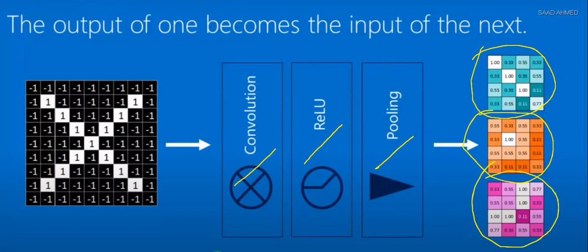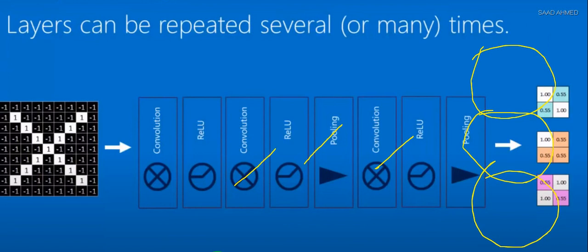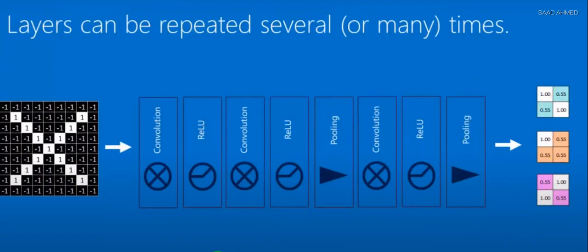What we can do here is repeat these processes to filter the image more, and you can see that the output of one becomes the input of the next. So this is how it is done, and you can repeat the layers.